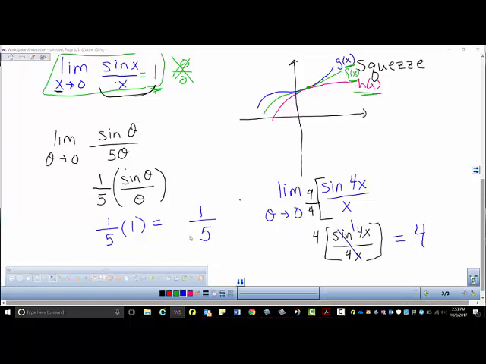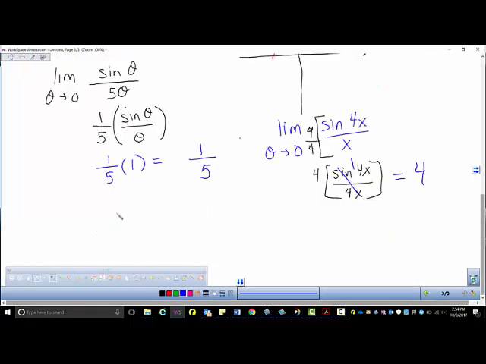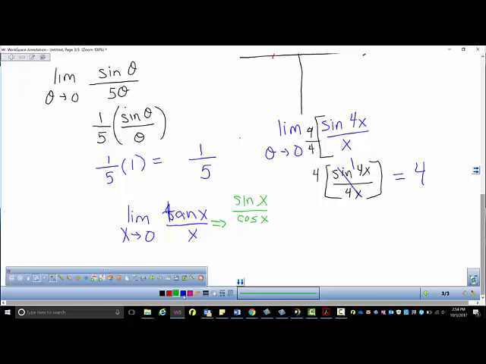Okay, so let's try one more. This time I'm going to have the limit as, I'll use x again, x approaches 0 of the tangent of x over x. Now when I try this, I know that the tangent at 0 is 0 over 0, so I'm going to have to do something. I have to think back to pre-calc. The tangent is the sine of x over the cosine of x, and then we still have x in the denominator.